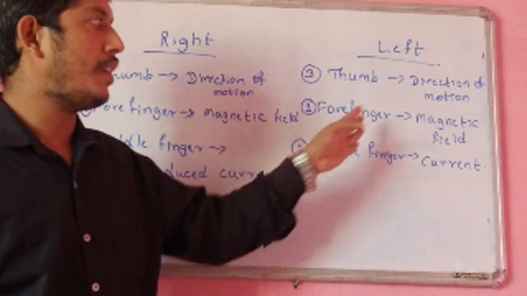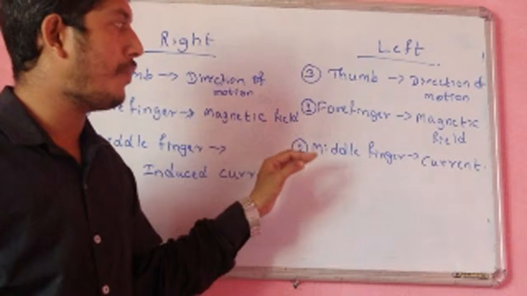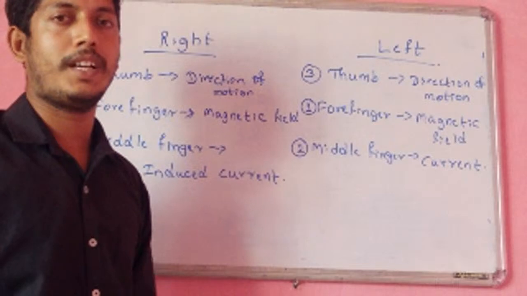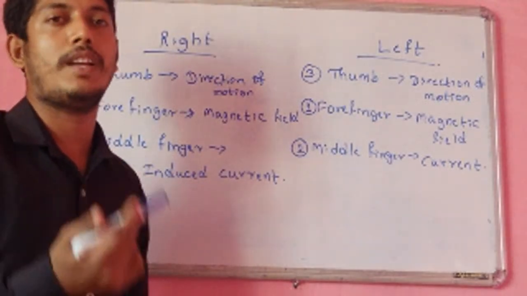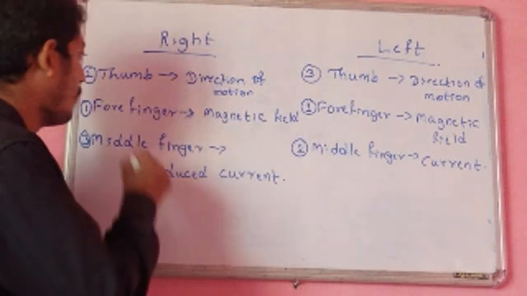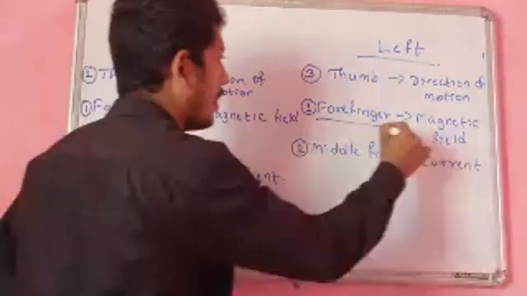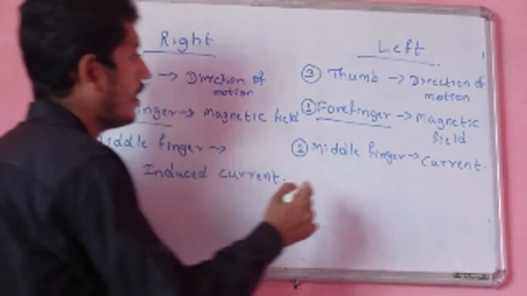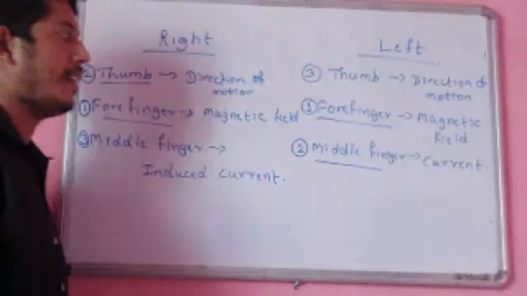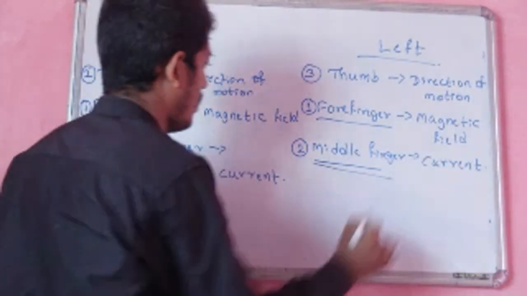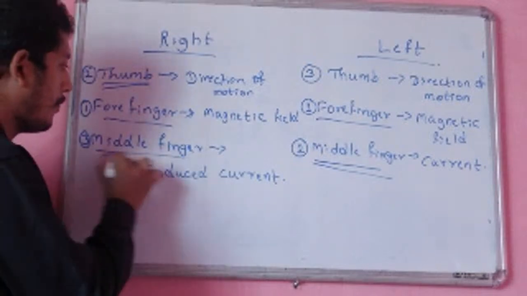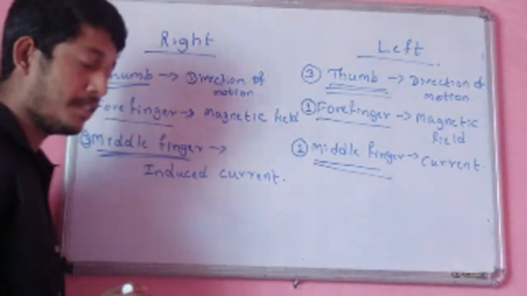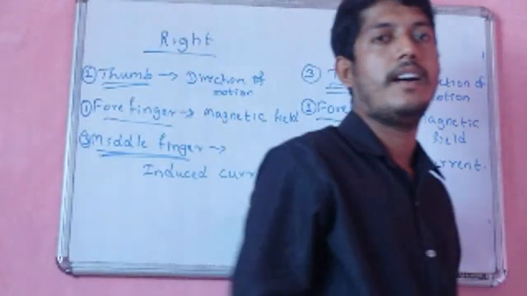So the forefinger represents the direction of the magnetic field, the middle finger shows the direction of the current, and the thumb represents the direction of motion of the conductor. This is about Fleming's left as well as right hand rule. First we use the forefinger in both cases. In the second place, we use the thumb in the right hand rule, and the middle finger in the left hand rule. In the third place, the middle finger in the right hand rule, and the thumb in the left hand rule. This is the difference between Fleming's left and right hand rule.